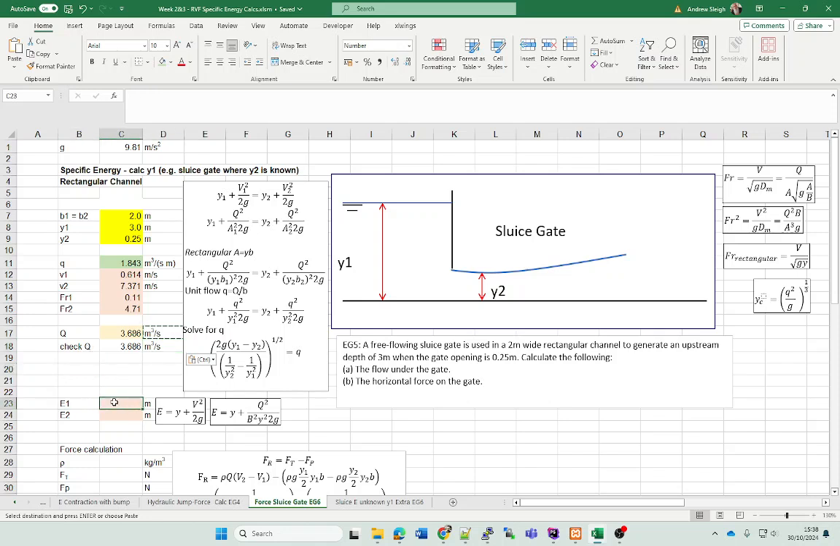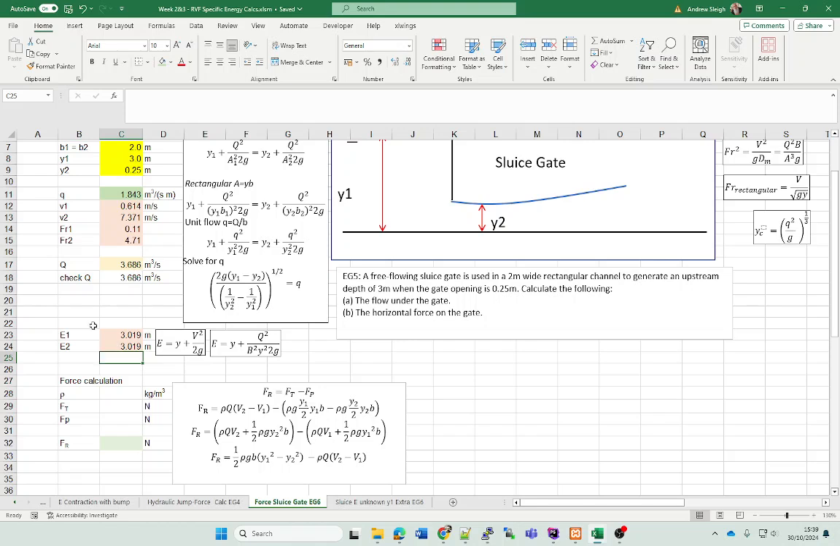Right, let's calculate the energy upstream and downstream, just as another check. So energy equals y1 plus v1 squared divided by 2g, 3.019, and the energy is y2 plus v2 squared divided by 2g, 3.019. Energy is the same. Fantastic. Doing things right. Now, so that's the flow into the gate, but it's a force calculation. We're concentrating on this example.